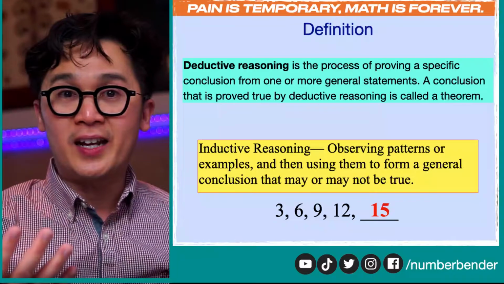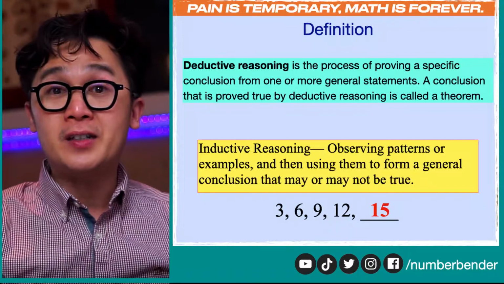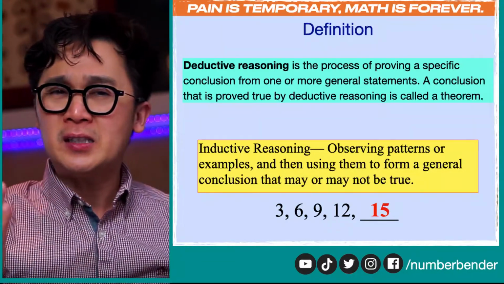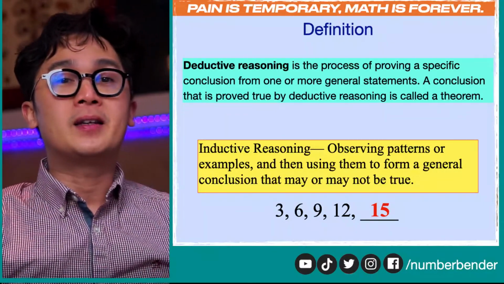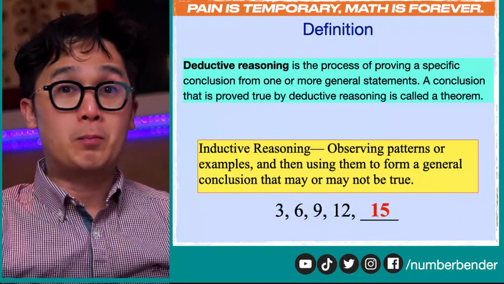So what we just did to figure out that the next number after 12 is 15 is inductive reasoning, and this is the conjecture that we're able to formulate. This may not be true all the time because we are just basing our prediction on our pattern.